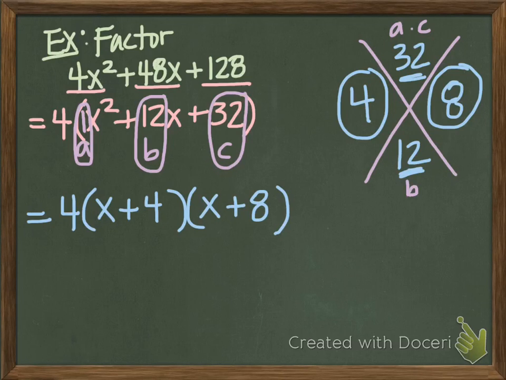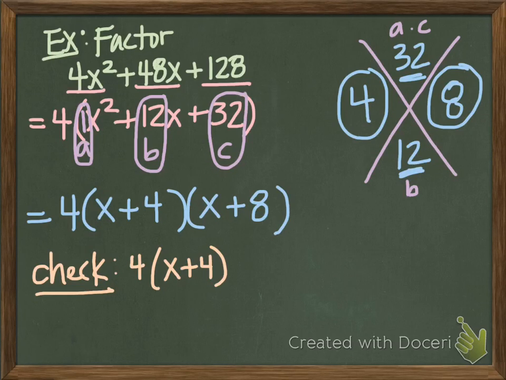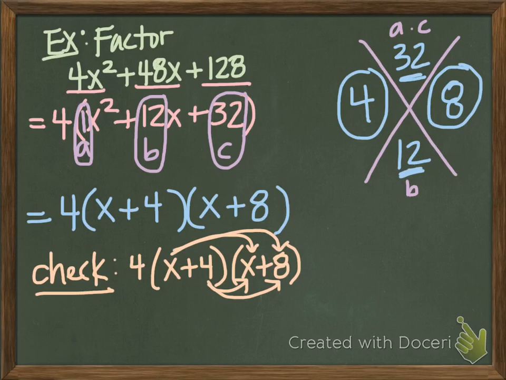So step 8, we're going to check by double distributing. Let's go ahead and check. So we've got, don't forget about the 4 in front, x plus 4 times x plus 8. I'm going to double distribute with the binomials, and then whatever I get at the end, I will multiply that by the 4. So we kind of have a couple of steps here. Let's go ahead and do that. So we still have the 4 in the front.